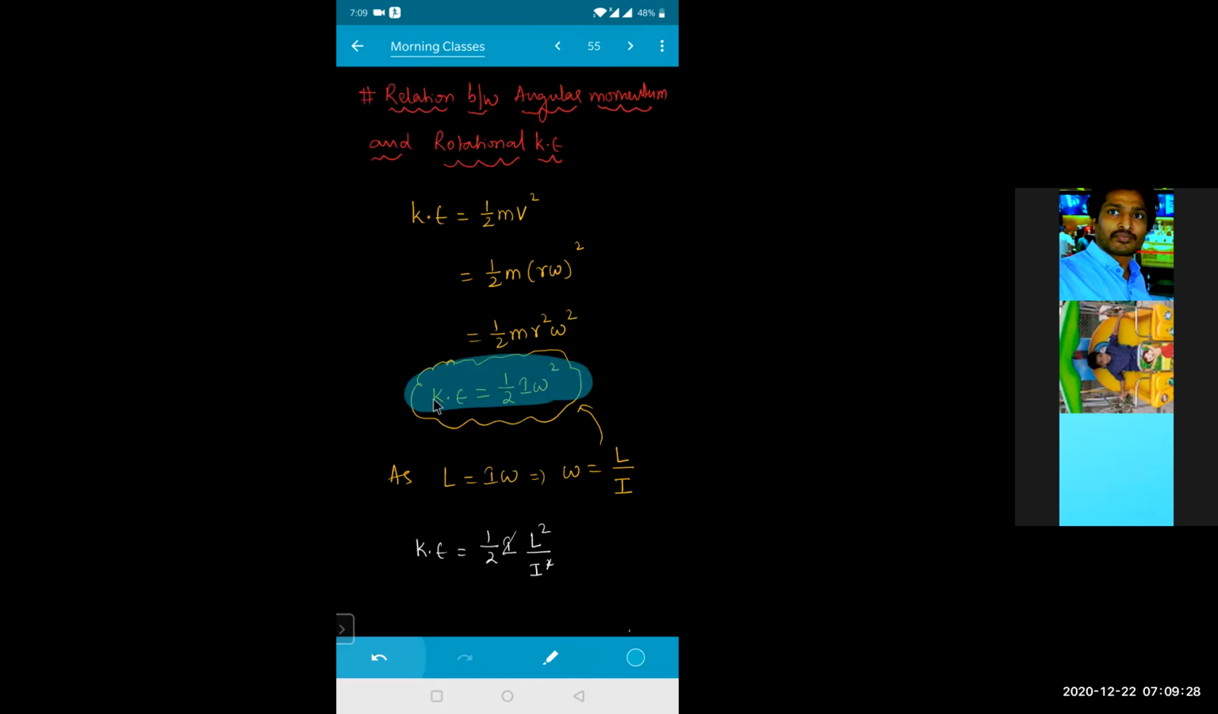And kinetic energy of a particle is how much? Half into I into your omega square. Clear? How do we calculate the angular momentum of any particle?